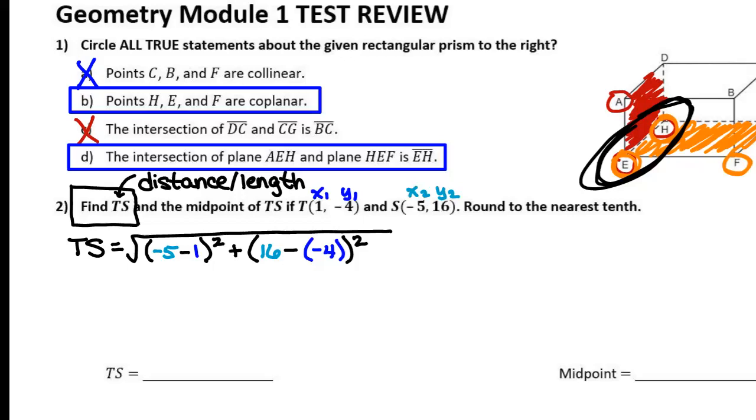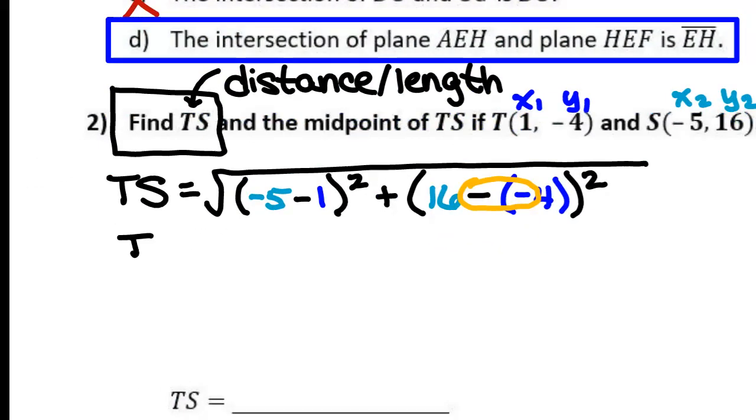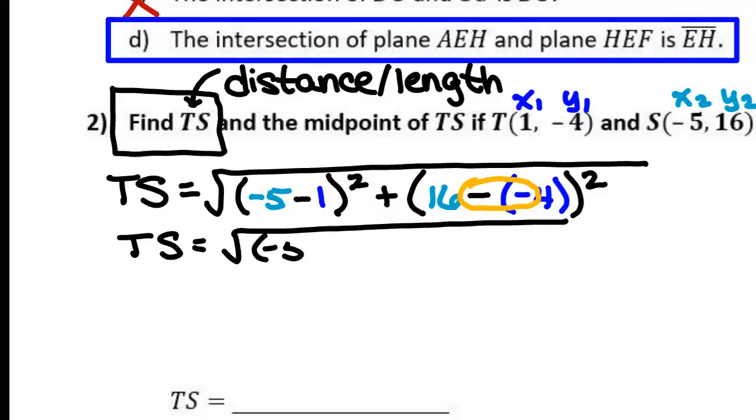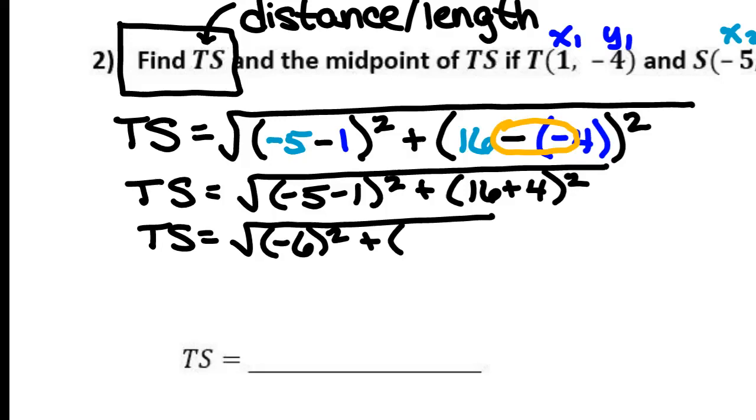Right. What happens in this second set of parentheses where we are minusing a negative number? Becomes a positive, yes. All right, so I have TS equals big square root negative 5 minus 1 squared plus, this becomes 16 plus 4 squared. What is negative 5 minus 1? Negative 6, yes. So I have negative 6 squared plus, what is 16 plus 4? 20, so I have 20 squared.